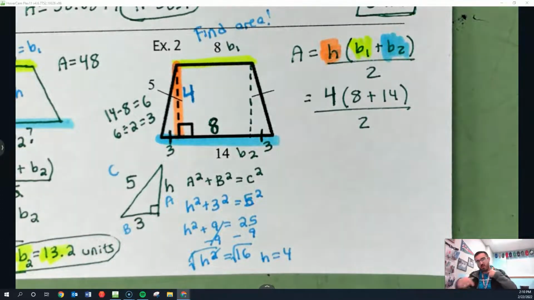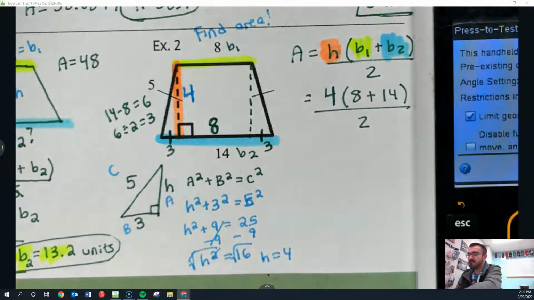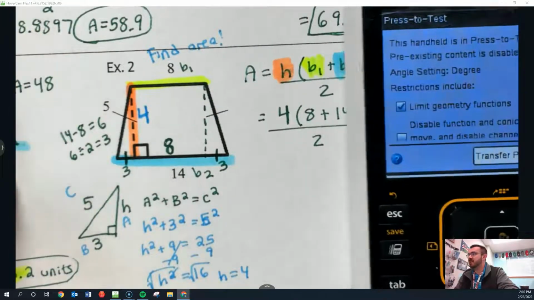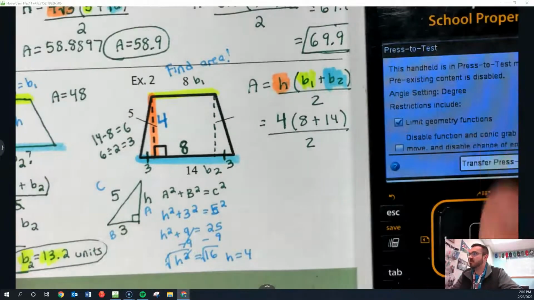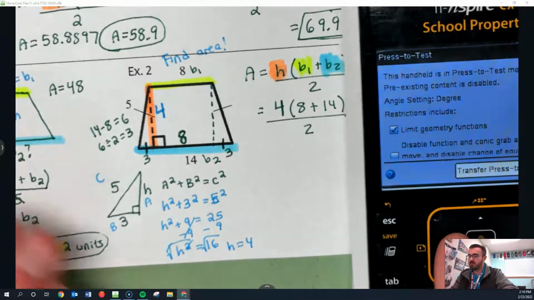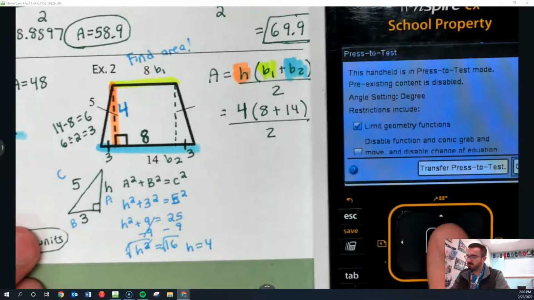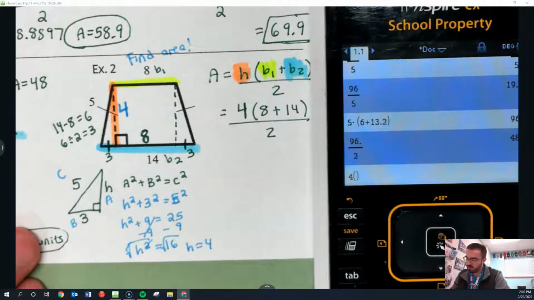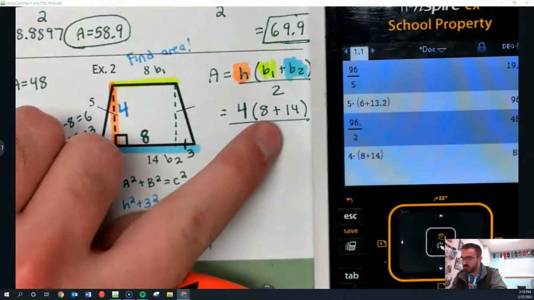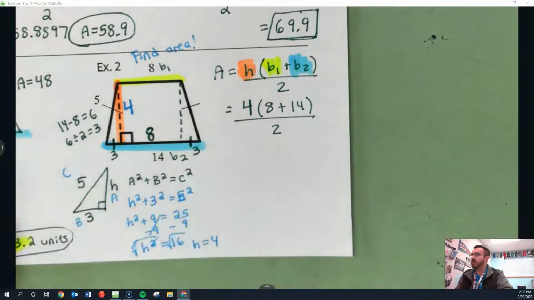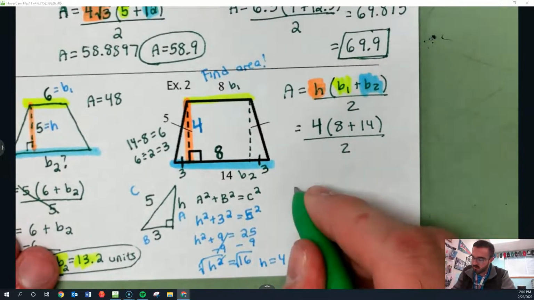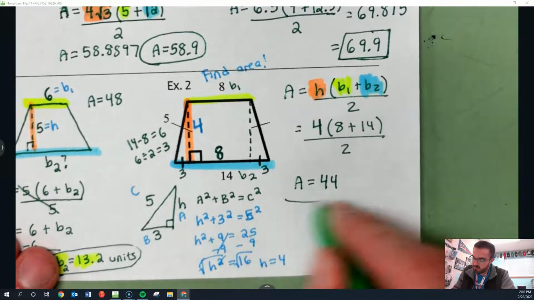So if you need to rewind that, do it. There's a lot that just happened right there. But essentially, we now know that the height is 4, and we can just plug into a simple equation. So let's see what we get. So 4 times 8 plus 14 divided by 2, you'd get 44. So the area of this trapezoid is 44.